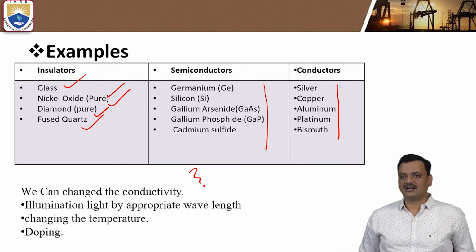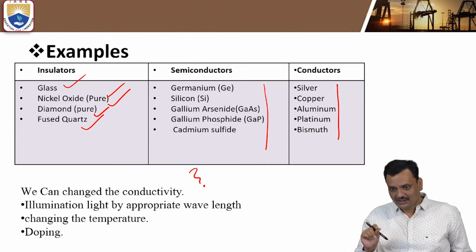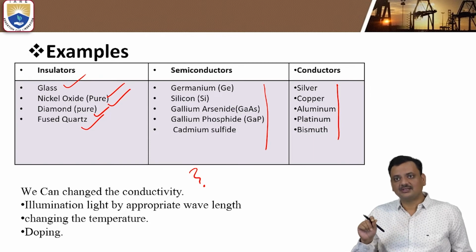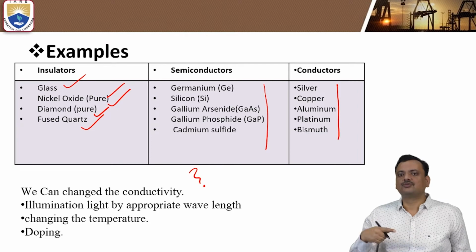We can change the conductivity of semiconductors. That property means we can alter, we can tune, the conductivity of the material. Semiconductors are a tuning class of material. We can tune the conductivity of a semiconductor, and that makes semiconductors so important for device applications.